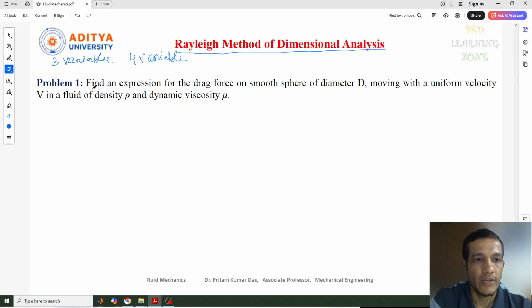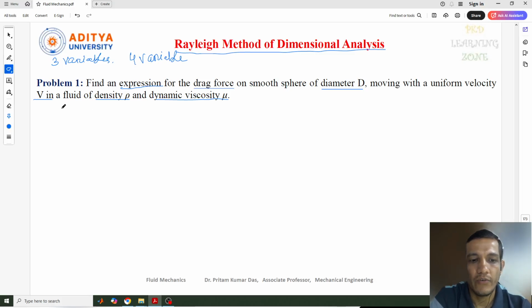Now, if you see the question, we need to find the expression for the drag force on a smooth sphere of diameter d moving with a uniform velocity v in a fluid of density rho and dynamic viscosity mu. So what is given? We need to find an expression for drag force, and the drag force depends upon some variables, that is d, v, rho and mu.